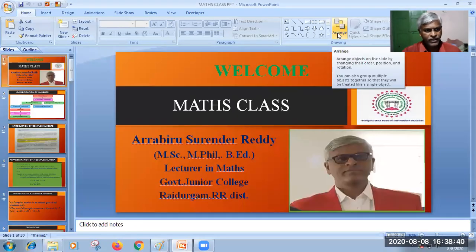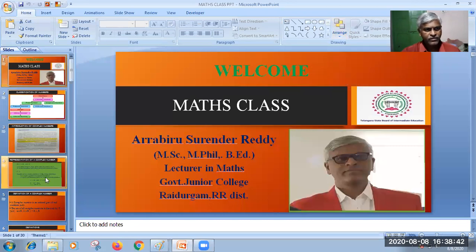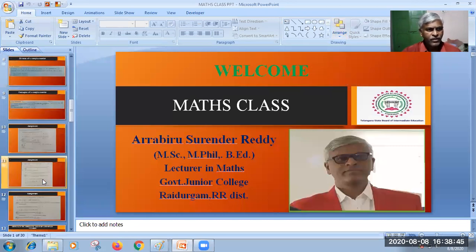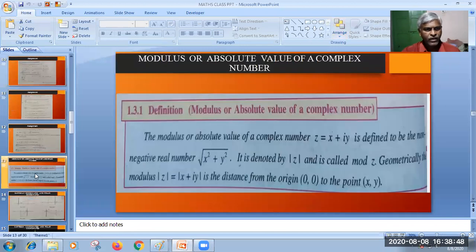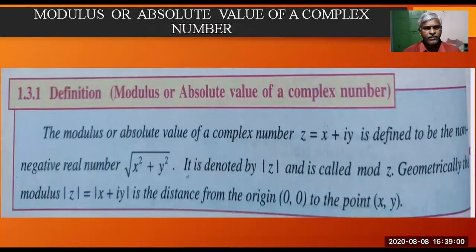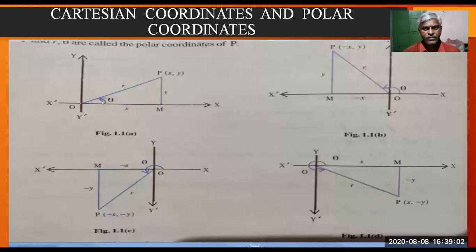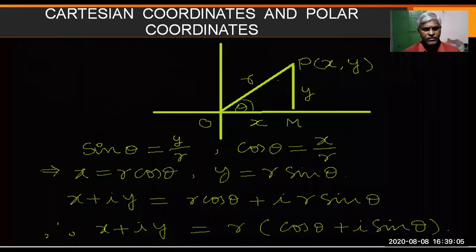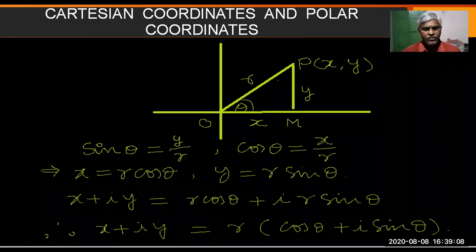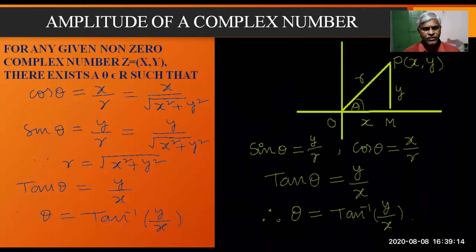Let us recapitulate the previous class. So in the previous class, we have discussed modulus or absolute value of a complex number, and Cartesian coordinates and polar coordinates. x plus iy is equal to r (cos theta plus i sin theta). The amplitude of a complex number, that is theta, is equal to tan inverse y by x.